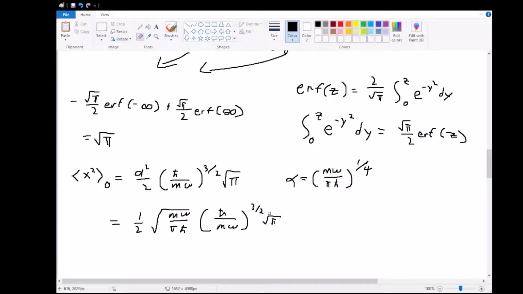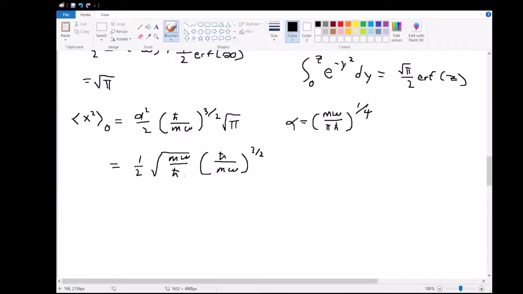Immediately, we see that the square root of pi here cancels with the square root of pi at the bottom, leaving only square root of m omega over h bar. Square root of m omega over h bar is just m omega over h bar to the 1/2. We have h bar over m omega to the 3/2. So 3/2 minus 1/2 is just 1. So this is equal to just h bar over 2 m omega. And that is our answer for our second of 8 integrals.